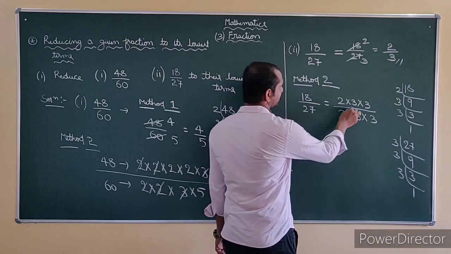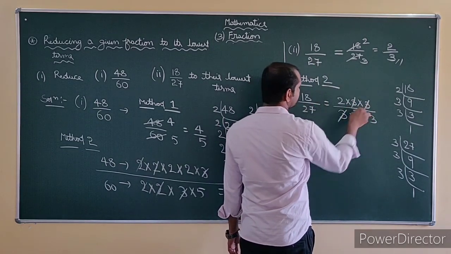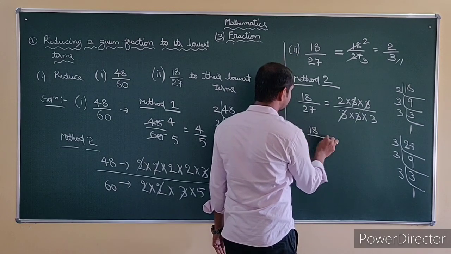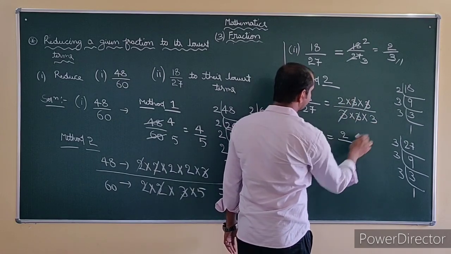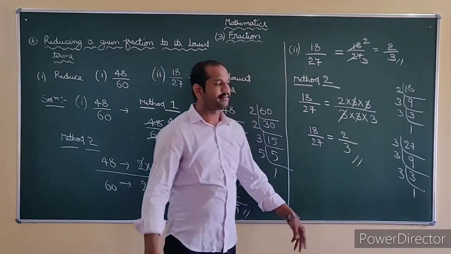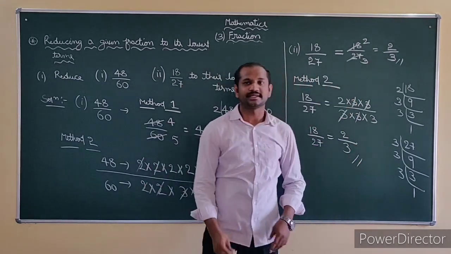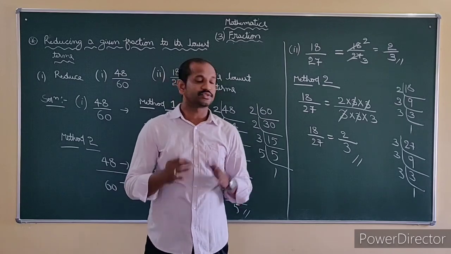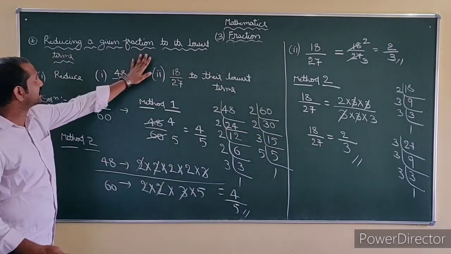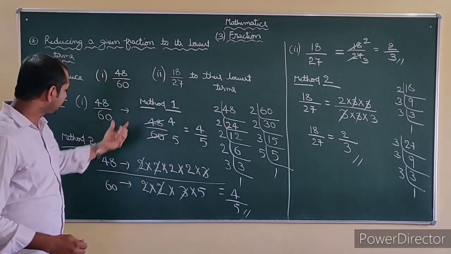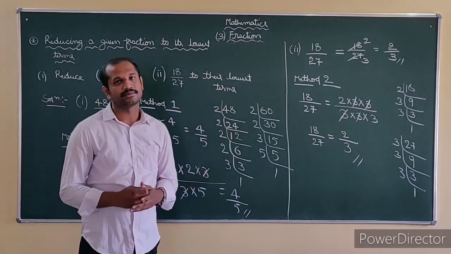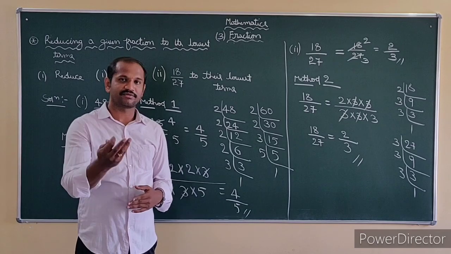Can you see here? One 3 and one 3 cancel, one 3 and one 3 cancel. So 18 by 27, what is left in the numerator? 2. In the denominator? 3. Same answer, 2 by 3, whichever method you do. So this is how we reduce a given fraction into its lowest term. You can follow either method 1 or method 2 in that book. Even in your exercise they have given a few problems.